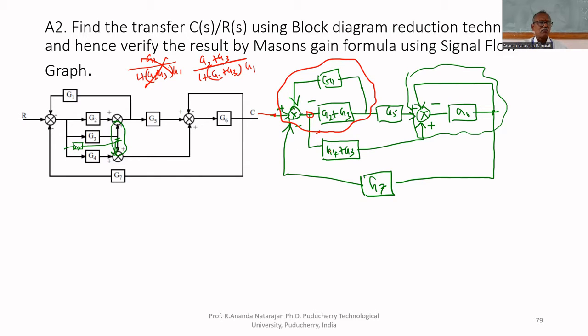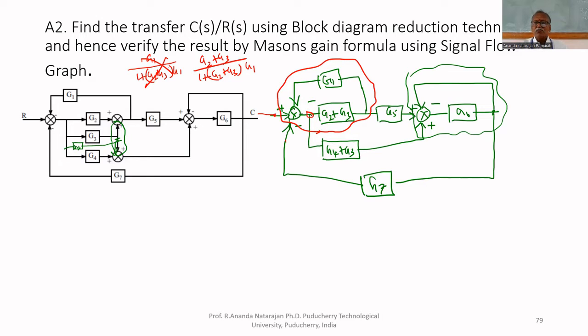G4 plus G3 will come. But this path also going through this is not considered. For that, you have to include one more feedback path, which consists of this G2 plus G3. It should consist of that G2 plus G3. One more feedback path you have to include. From where it has to be drawn is a question. That is also there.